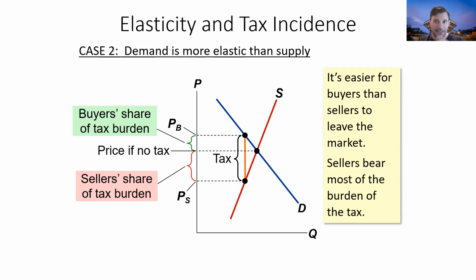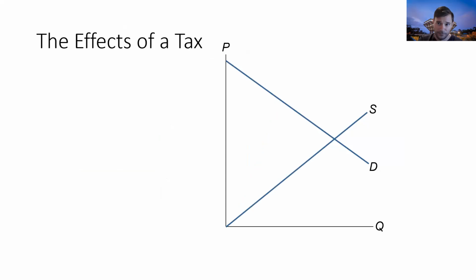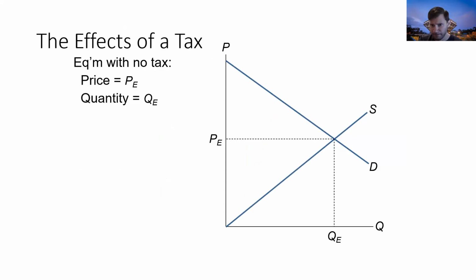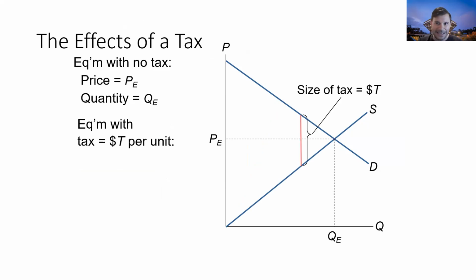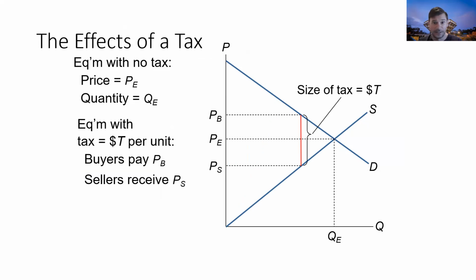So let's think about the distributional effects of the tax here. With no tax, the market reaches equilibrium. But when we wedged a tax of size T in between there, this drove the buyer's price up relative to the equilibrium, drove the seller's price down relative to the equilibrium, and reduced the volume of trade.